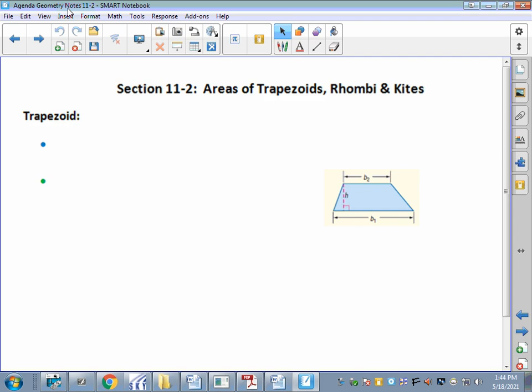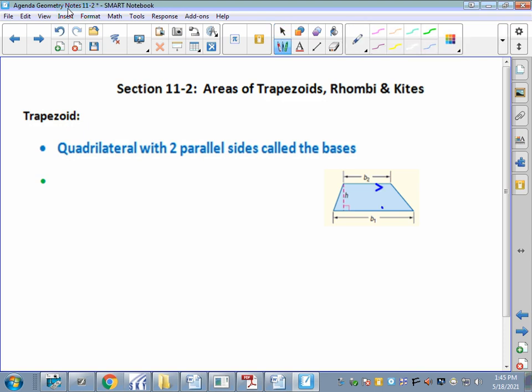So first of all, a trapezoid. You hopefully remember that it is a quadrilateral, so a four-sided figure. It has two parallel sides called the bases. So these two are parallel, base 1 and base 2. They're always the parallel sides, so watch for those. Sometimes they'll draw the diagram sideways. Turn your head sideways if you have to.